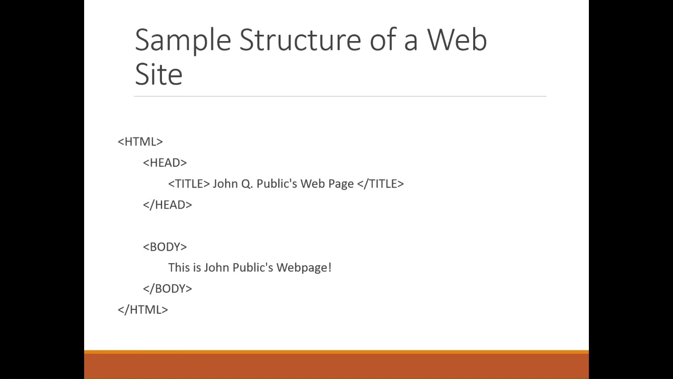Coming to the sample structure of your website, this is how the main basic structure looks. I'll be showing it to you later in VS Code, where you can see the structure. This is your HTML open tag, and this is the close tag. This is your head tag, which says John Q public search web page. So this is your title page, which comes in the starting of the page, and in the body you can give your content depending on what you want to display in your website.